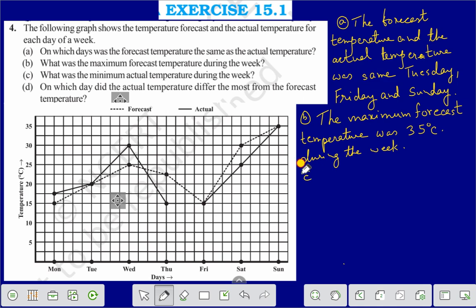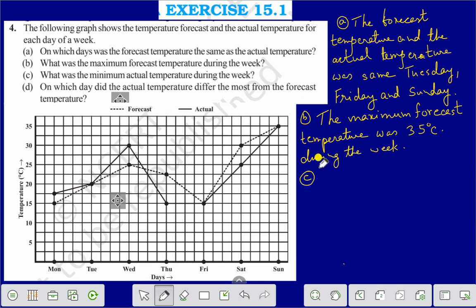Now question number C. Question number C is, what is the minimum actual temperature during the week? Minimum actual temperature. Here see this one. The minimum actual temperature is this point, right? And also this point, right? That is on Friday, right? The minimum actual temperature is 15 degrees. Here see this point is 15, and on Friday also it is 15 degrees centigrade.